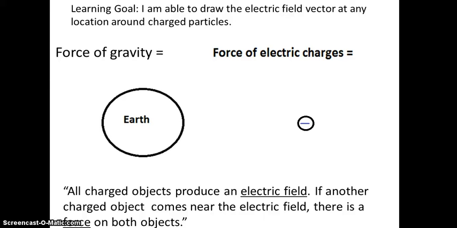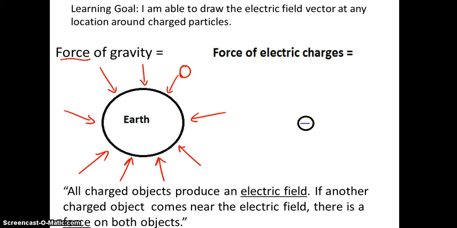Our learning goal for today is: I am able to draw the electric field vector at any location around charged particles. Before we talk about that learning goal, let's talk about something we learned last year, and that is gravitational fields. The Earth produces a gravitational field, and that gravitational field points towards it. Meaning, if I take any object, for example the moon, and place it within this gravitational field, the moon would experience a force.